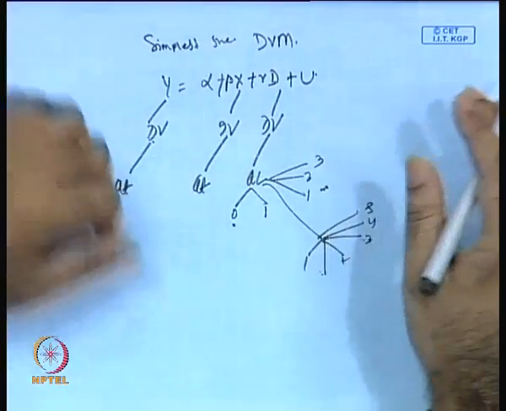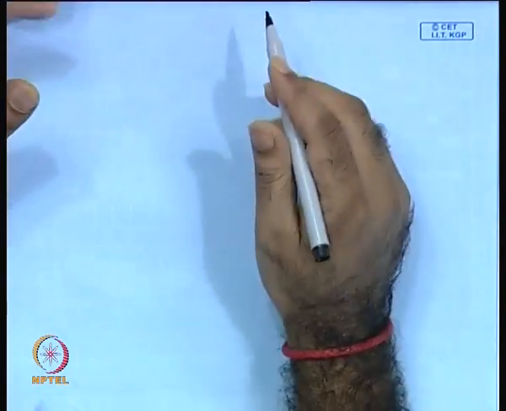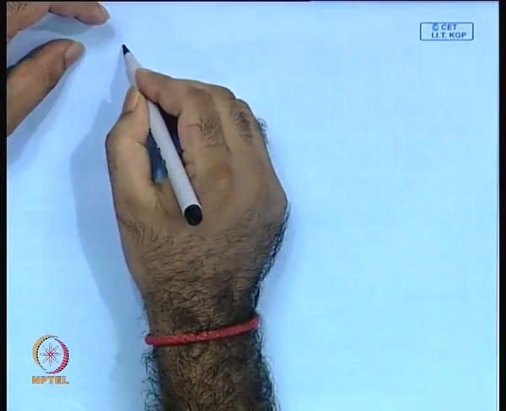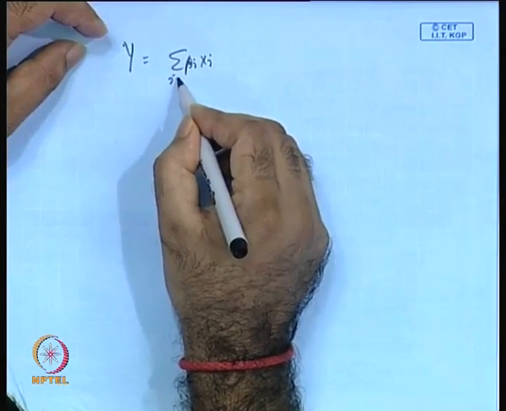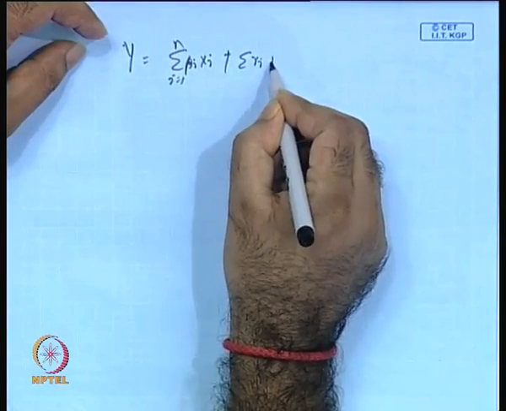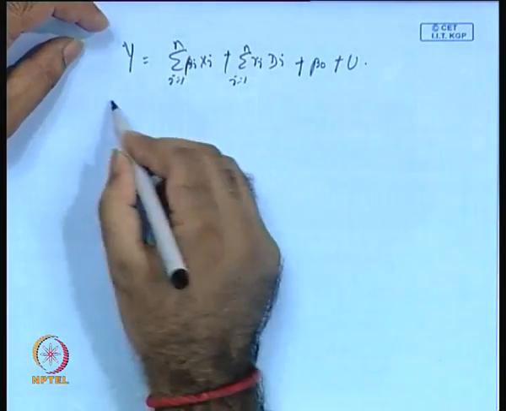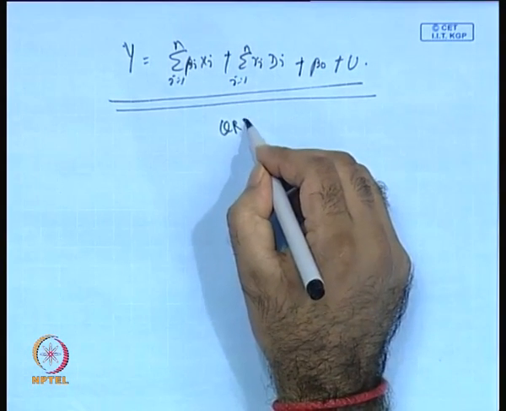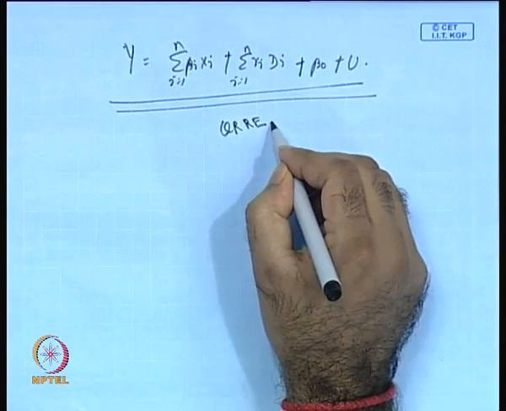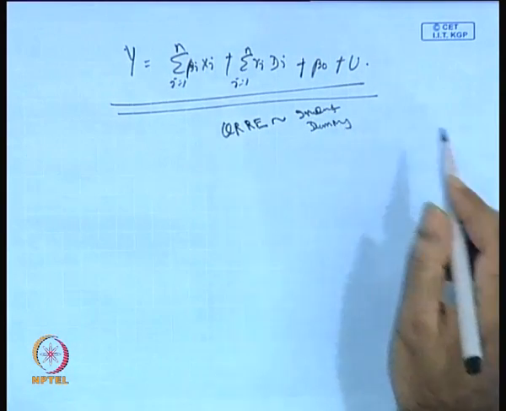Now I will give you the general framework of dummy, and then we will come to a specific form. Before I highlight the general framework, let me first highlight this. Let y equal summation beta i xi, i equal 1 to n, plus summation gamma i di, i equal 1 to n, plus beta 0 plus u. This is the generalized format of qualitative response regression modeling, or econometric modeling with independent dummy. That means it is dummy independent variable econometric modeling.